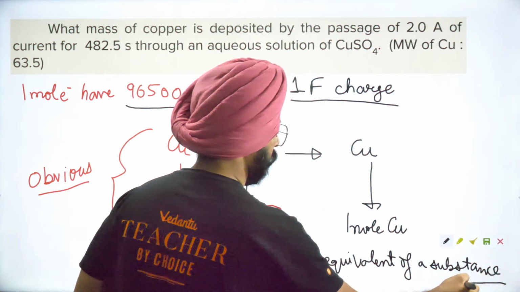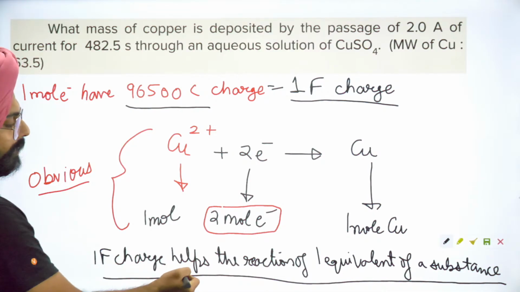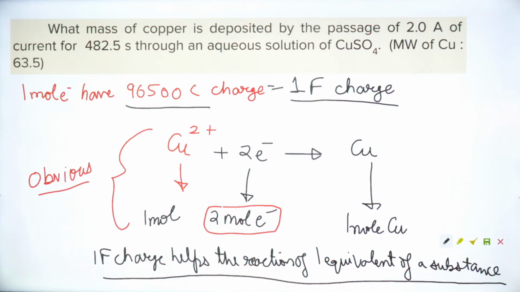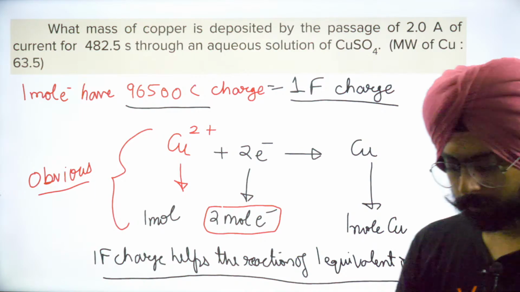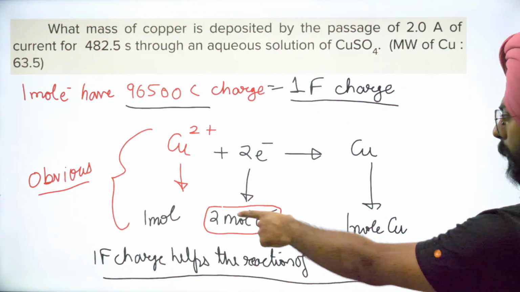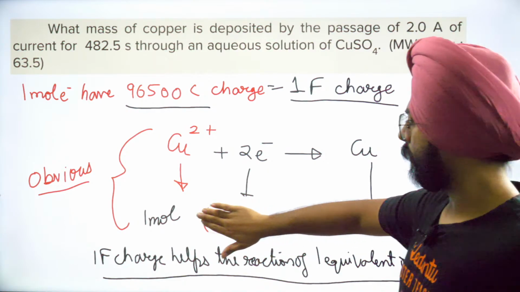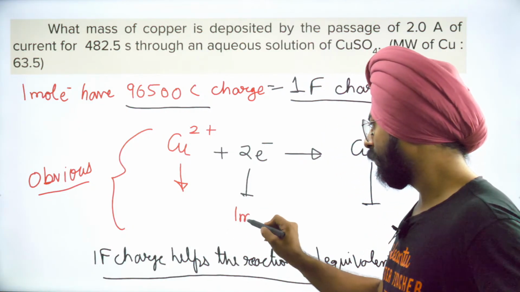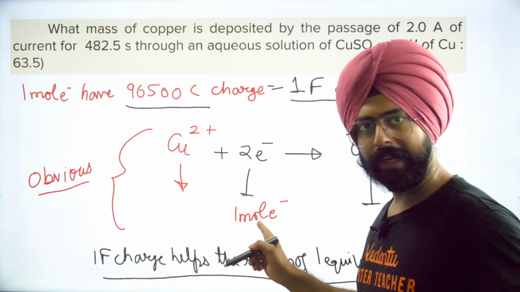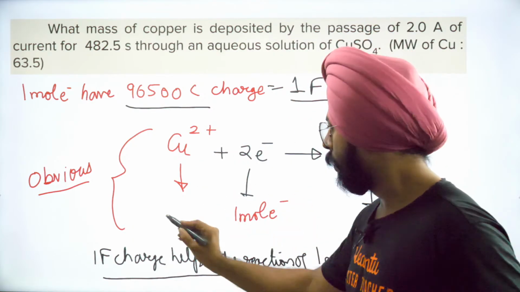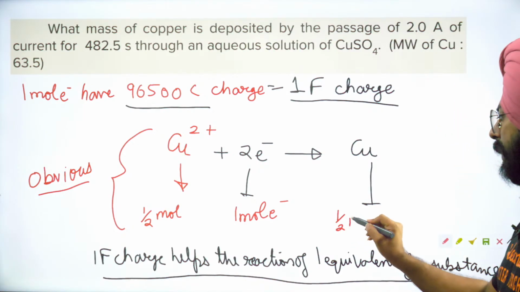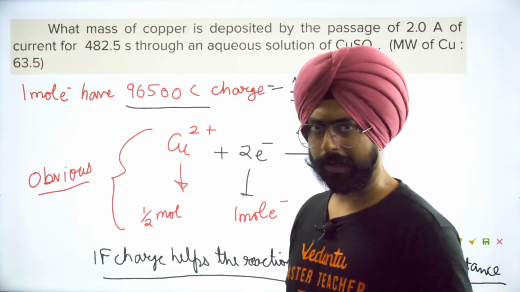Make sense? 1 Faraday charge helps the reaction of 1 equivalent of a substance. Let's try to make sense of that statement. What will be 1 Faraday charge? 1 Faraday charge is going to be 1 mole of electrons. If I have 1 mole of electrons, it can do this reaction with half a mole of copper to give you half a mole of metal. Isn't it? That's pretty obvious.